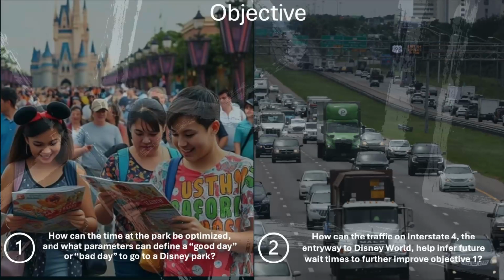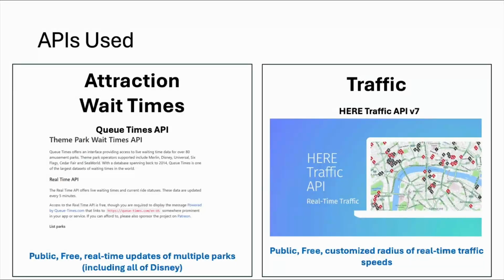So, the first question will be how can the time at the park be optimized, and what parameters can define a good day or a bad day to go to Disney Park? And furthermore, how can the traffic on the I-4, the entryway to Disney World, help predict future wait times to improve the first objective? So these are the APIs we use.